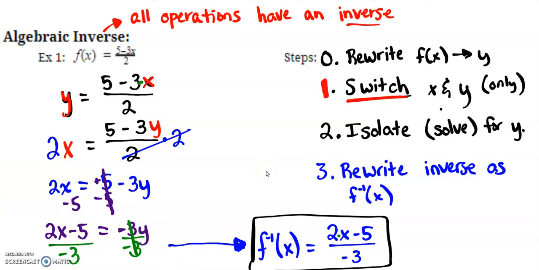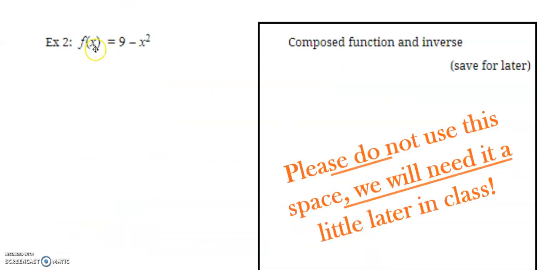See, so even Will Smith knows the importance of switch those variables. All right, so with that, I would love it so much if you guys tried this second example right here, example number 2. So see if you can find the inverse of f of x equals 9 minus x squared, and remember to switch.